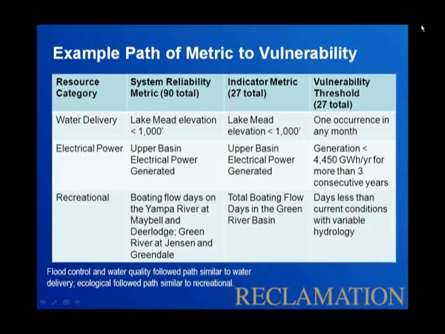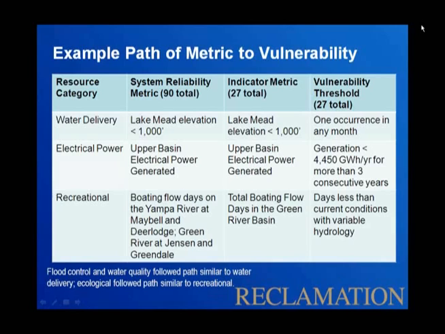So if we move now to this idea of an indicator metric, we simply elevate that same metric in its form and look at it as an indicator. Finally, we introduce a threshold. How frequently do you have to be below this elevation, or what is the criteria relative to that reference of 1,000 that identifies vulnerability? Well, because as Alan stated earlier, the Southern Nevada Water Authority is particularly sensitive to Lake Mead falling below 1,000, any occurrence, so a single occurrence in our model, would flag vulnerability.